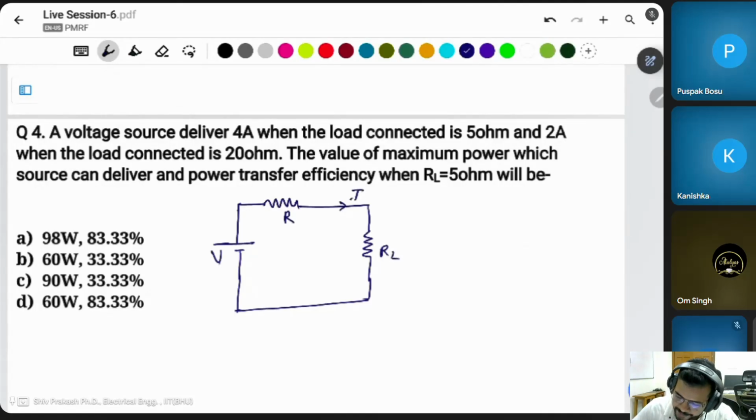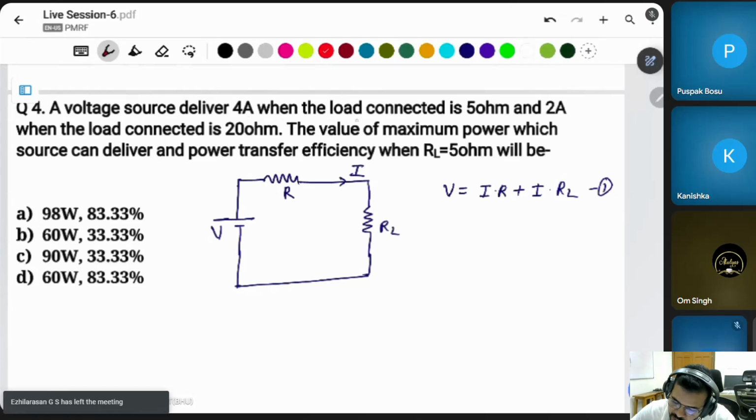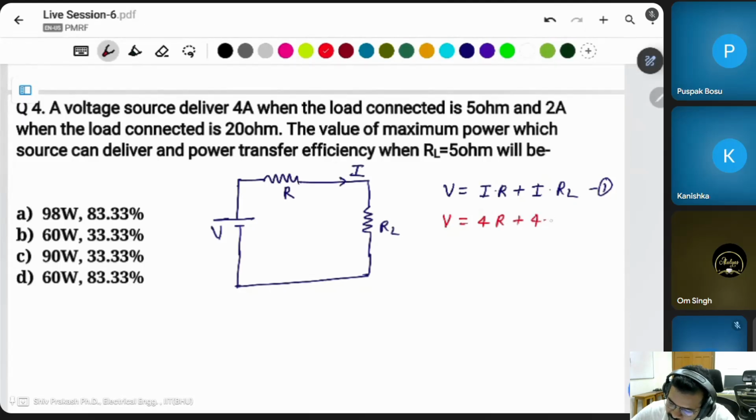Suppose current I is flowing. In this case, you can say by KVL, V is equal to I into R plus I into RL, the voltage drop across these two resistors. See the question: the voltage source delivers 4 ampere of current when the load connected is 5 ohm. If RL is 5 ohm, then current is 4 ampere. Then V is equal to 4R plus 4 into RL, which is 5 ohm. Then V is equal to 4R plus 20.